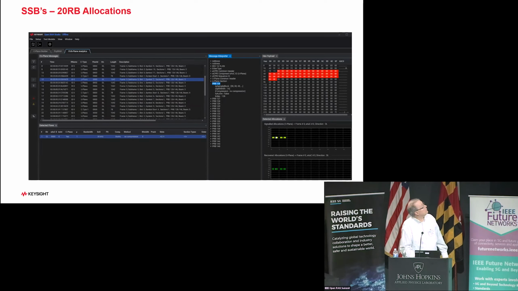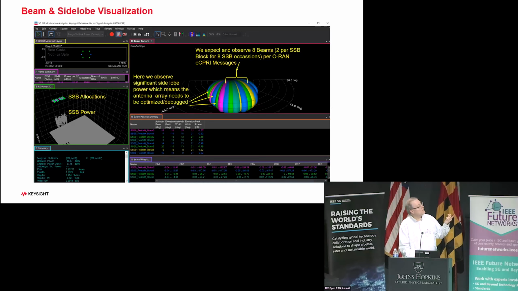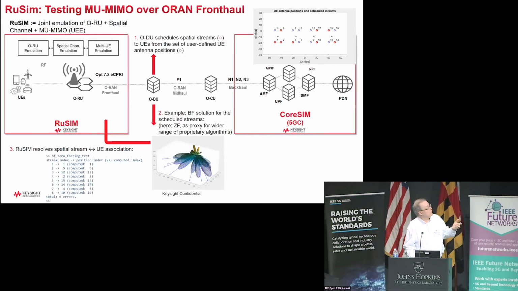Next, we can see that we're only transmitting SSBs, and SSBs are 20 RB, so we can see those 20 RB SSB allocations on this chart. We expect to see 8 beams, because we have 4 SSBs, 2 occasions per SSB, and we can see those 8 beams there. However, you can see in the arrows on the left side, the side lobes are much higher than we expect here. So this is a technique we could use to debug and optimize the beamforming coefficients, to see: is it a calibration issue in the RU, or is it a software issue for the beamforming coefficients?